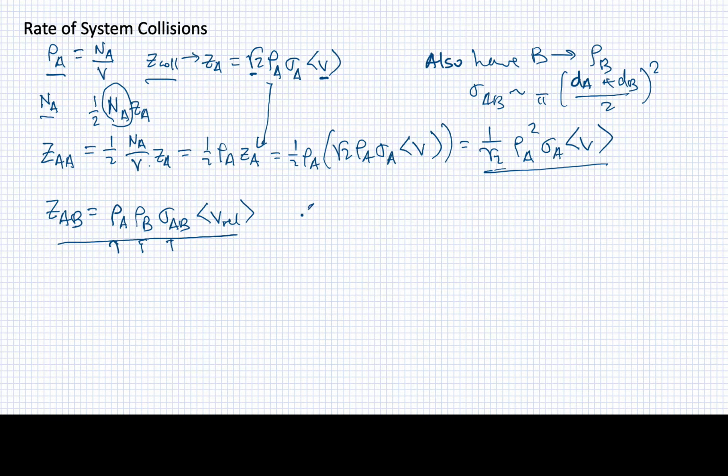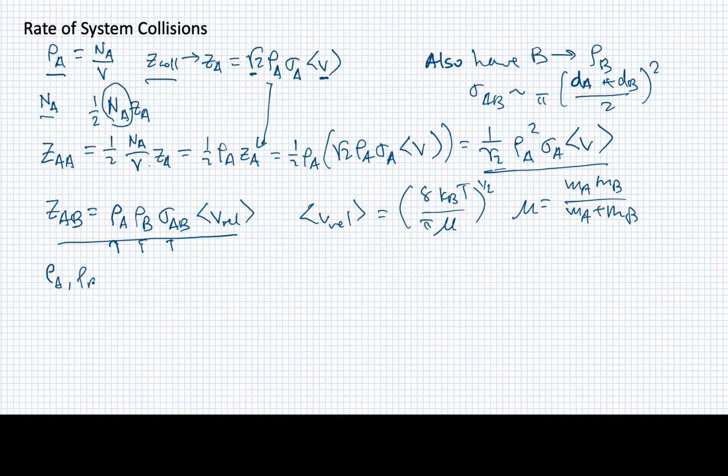This average relative velocity between them will simply be the same thing that we've gotten before, 8 kBT over pi, but now with the reduced mass thrown in, where the reduced mass is the product of the A and B masses divided by their sum. All right, so we can get an expression here for the collision rate of A with B. And if we plug in some ballpark figures, for example, the two number densities are on the order of 10 to the 25th per meter cubed.